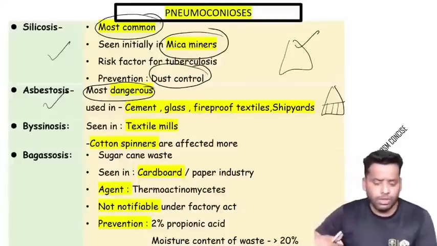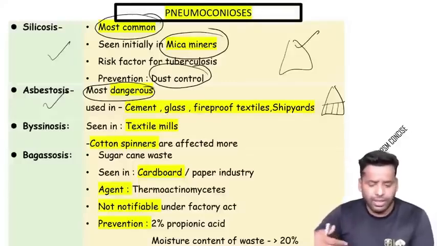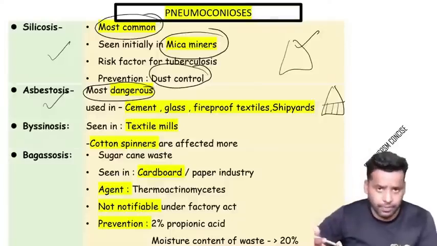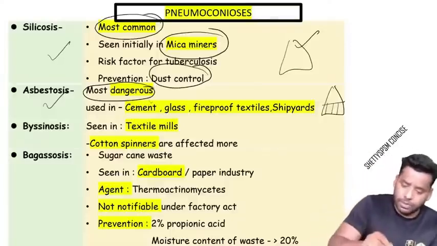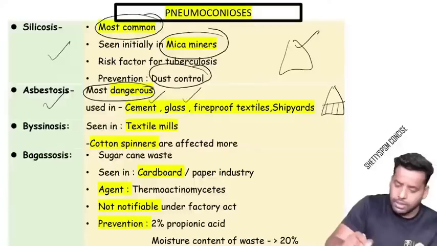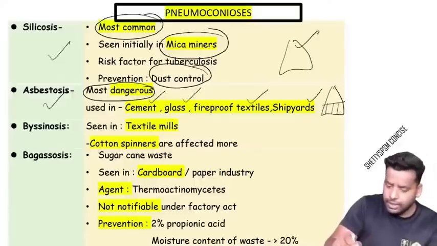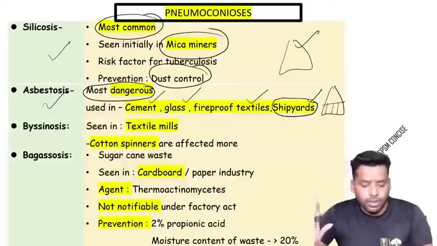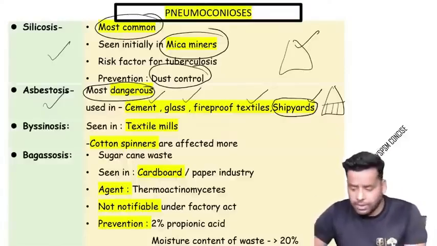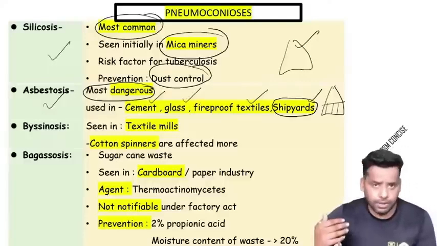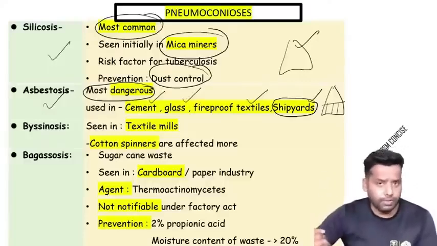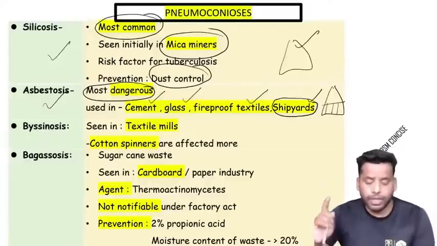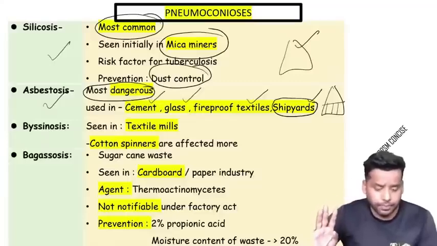Asbestosis is very, very dangerous, which can lead to mesothelioma. The pleural mesotheliomas, when you are exposed to asbestos, where you will be exposed to cement, glass, fireproof textiles, shipyards. They'll mention this word shipyards, ground glass appearance, usually affecting the base of the lungs, lower two-thirds of the lungs. When they mention such words, it is asbestosis.